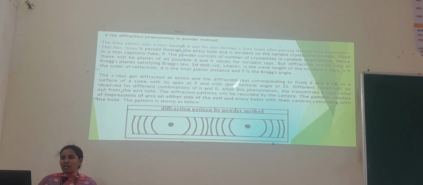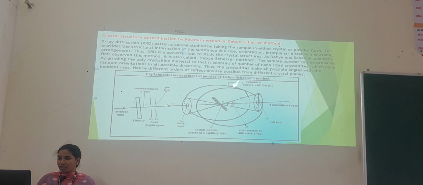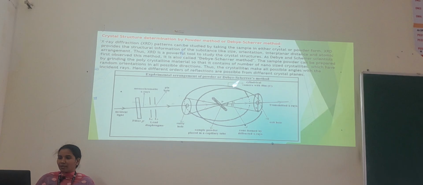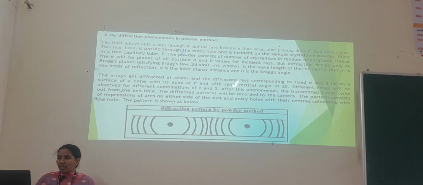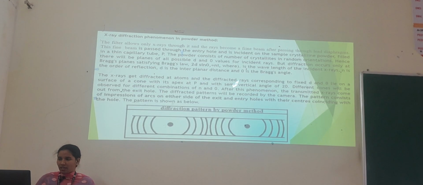After this phenomenon, the transmitted X-rays come out from the exit hole. We can see this is the exit hole, and the diffracted patterns will be recorded by the camera. As you can see in the experimental arrangement, this is a cylindrical camera with the film. Now, what happens here? The pattern consists of impressions of arcs. You can see these are the arcs formed on either side of the entry and exit holes, with their centers coinciding with the holes.